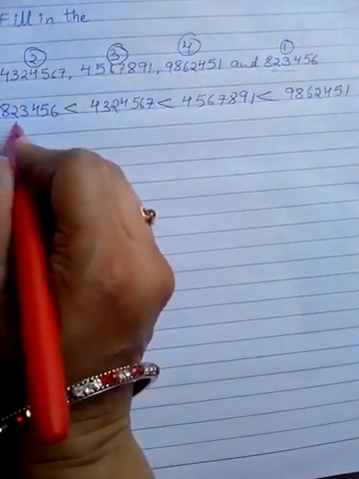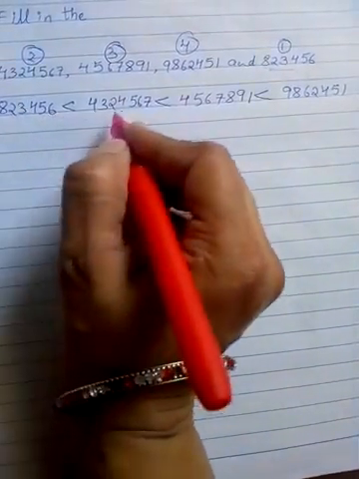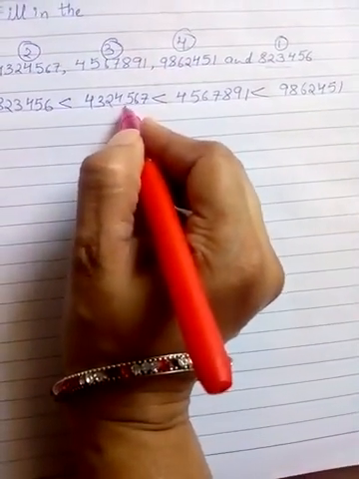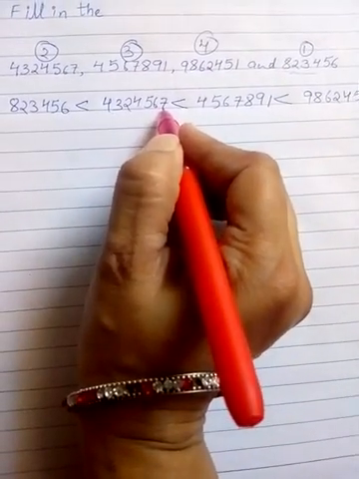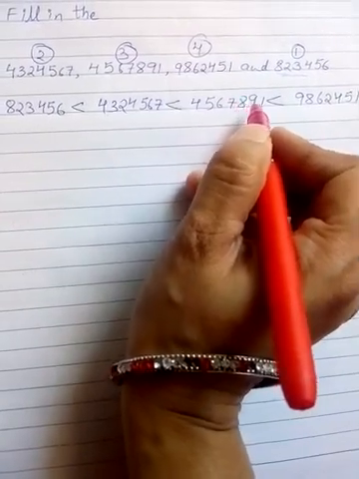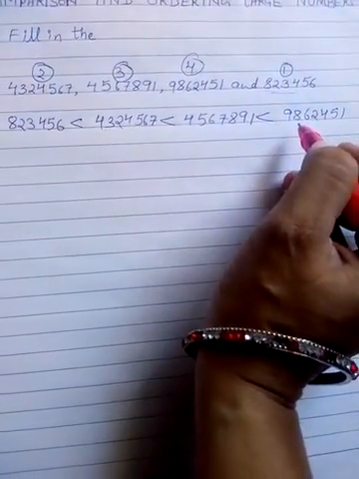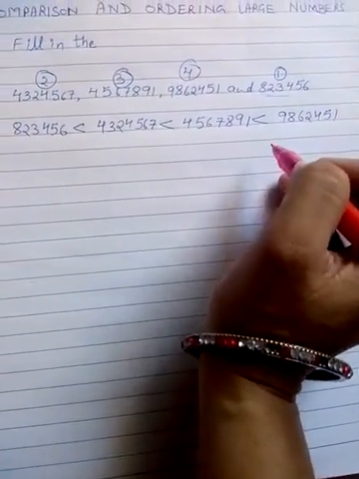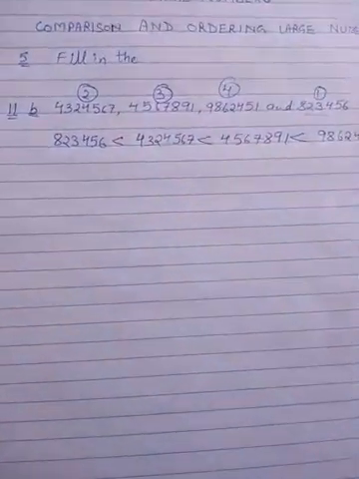That means 8,23,456, 43,24,567, 45,67,891, and then 98,62,451. Okay, likewise the other ones are done.